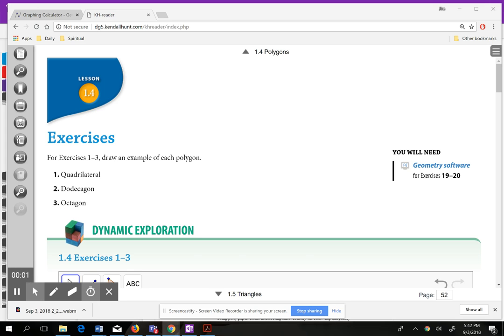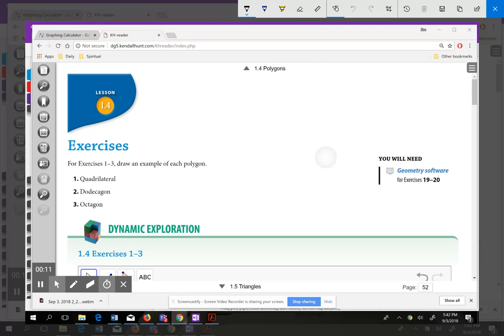All right, gonna go over the homework from 1.4, starting with problem number 1. Draw an example of each polygon. First is a quadrilateral, and basically you're gonna look for any polygon that has 4 sides. So here's one, 4 sides and 4 vertices. It's a quadrilateral.